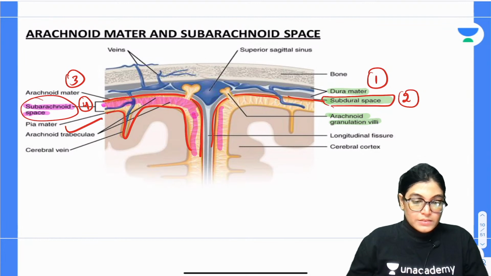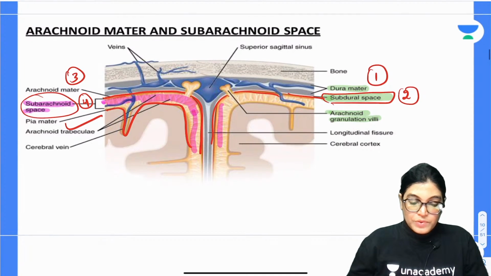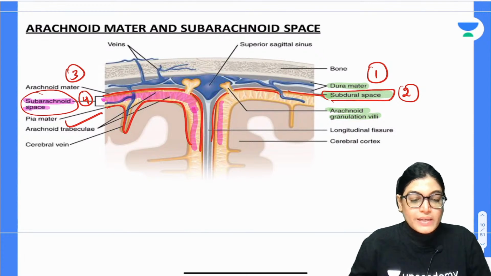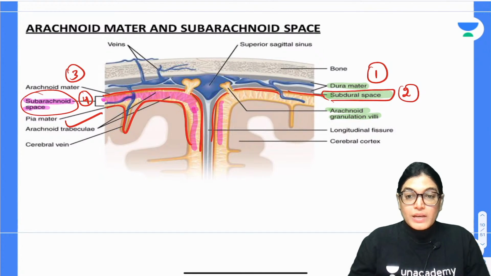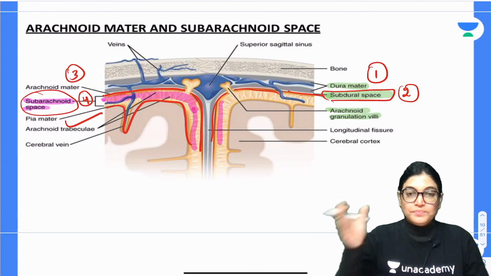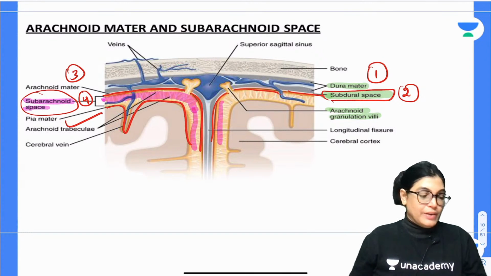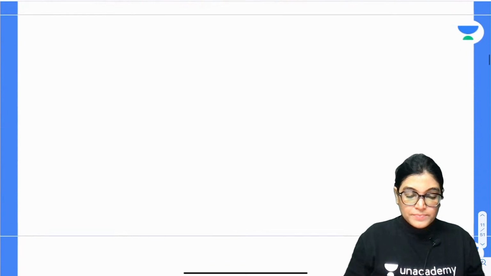Okay, so let's write a few things about this. What does the subdural space contain? It is lying between the meningeal layer of dura mater and the arachnoid layer, and it contains cerebral veins, which are traversing to reach the dural venous sinuses. So let's write about it.